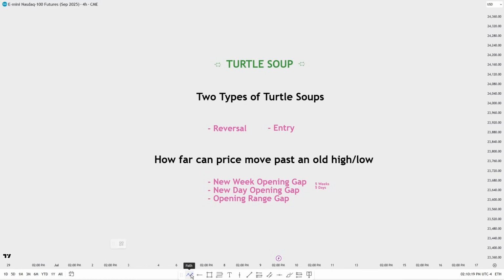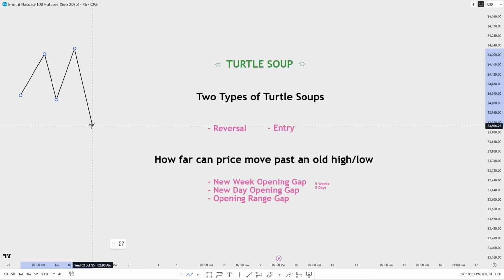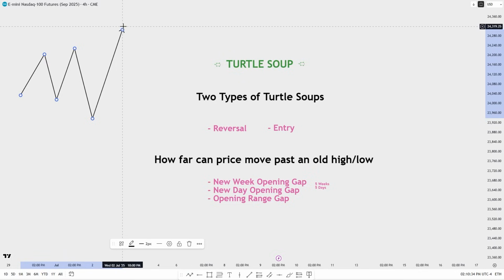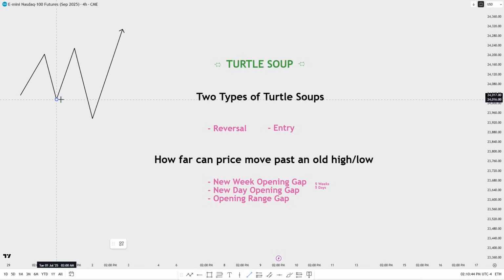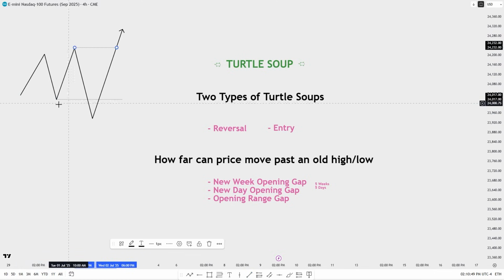Now, real quick, if you don't know what a turtle soup is, in a bullish scenario, it's when price goes beneath an old low. You're buying external range liquidity. So you have a limit order beneath this old low, anticipating price to go beneath that old low, wick this area, and then pop right back up and continue in the trend it's already going, or just completely reverse directions. But it's when you're buying external range liquidity. This is external range because it's outside of this low right here and this high up here. That's what makes it external range liquidity.